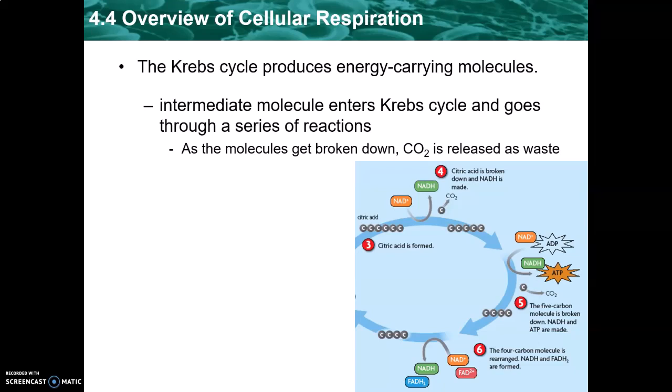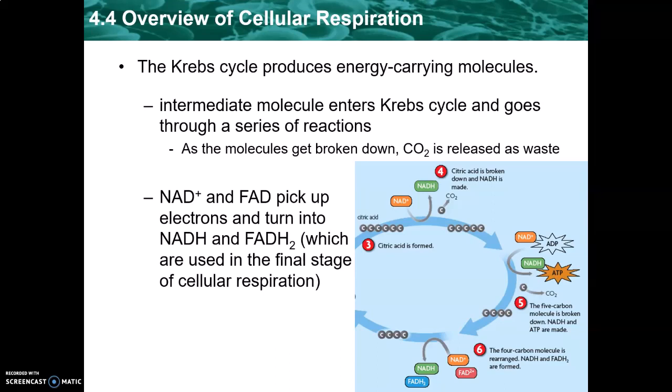As those molecules get broken down, we do have CO2 continue to be released as a waste product. We're breaking off those carbons. We're trying to strip the electrons so that we can make NADH and FADH2 and use those electrons later on in the electron transport chain. So those two electron carriers are doing their job of picking up the electrons. As we're breaking off carbons, that is going to make electrons available for NAD and FAD to be picking up and carrying with them. And then finally, we also do have the production of 2 molecules of ATP in the Krebs cycle.